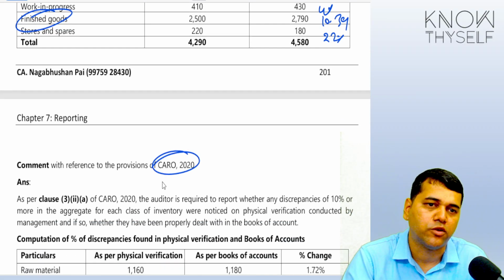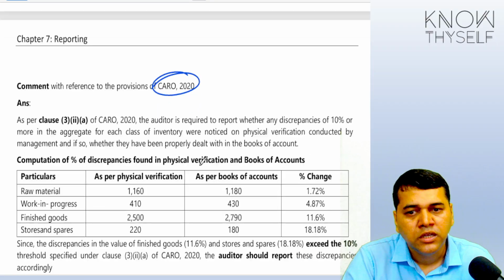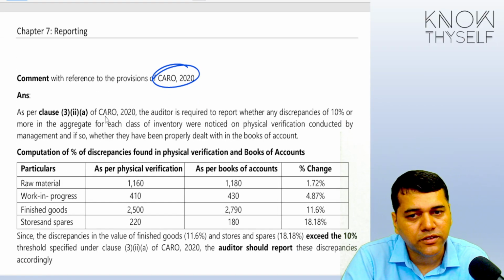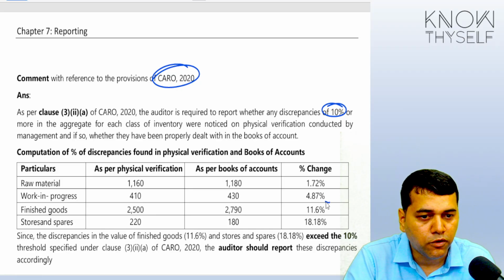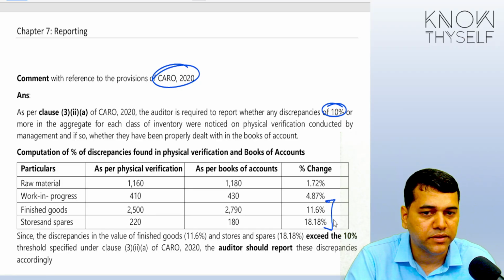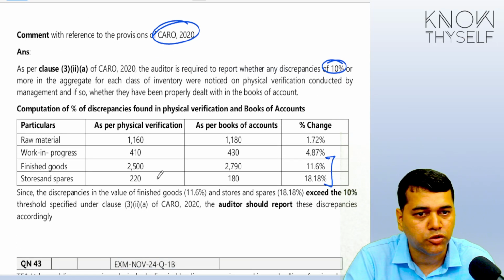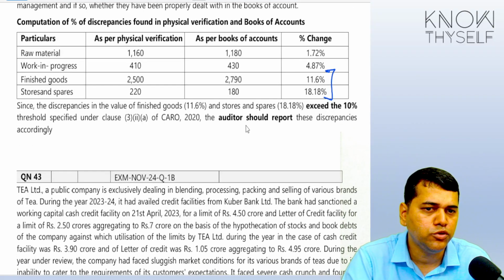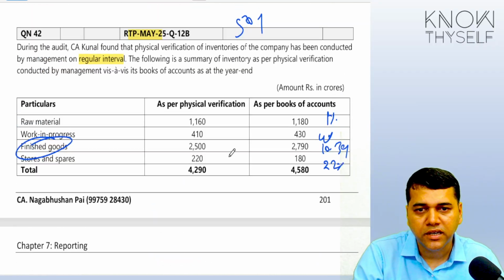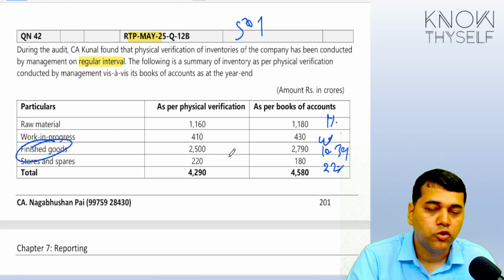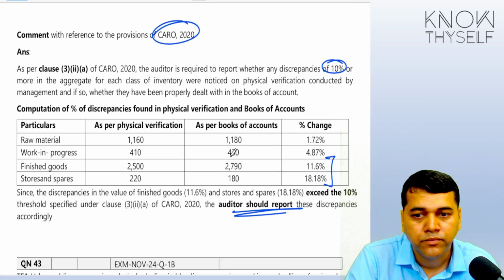Comment with reference to CARO. Immediately you understood now. Now clause 3A comes and you have to talk whether there is a discrepancy more than 10%. So you found that there are only 2 items that there is a discrepancy more than 10% as compared to the book value. So you should report this. In RTP, it's a simple thing, but they can add something extra also. Don't expect the same thing they will ask you.